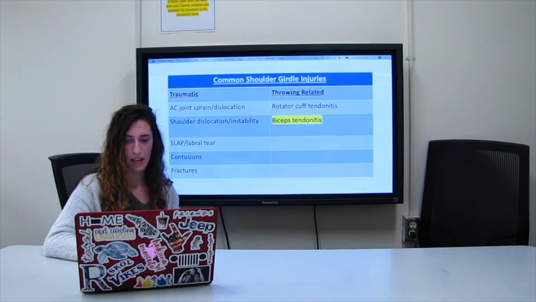The bicep long head passes over the head of the humerus, aka the ball joint, and attaches to the top of the shoulder socket. The long head of the bicep acts as the shoulder joint stabilizer through depression of the humeral head. The bicep tendon travels through the bicipital groove on the front of the shoulder ball, which is where most inflammation occurs. Usually, this is friction related.